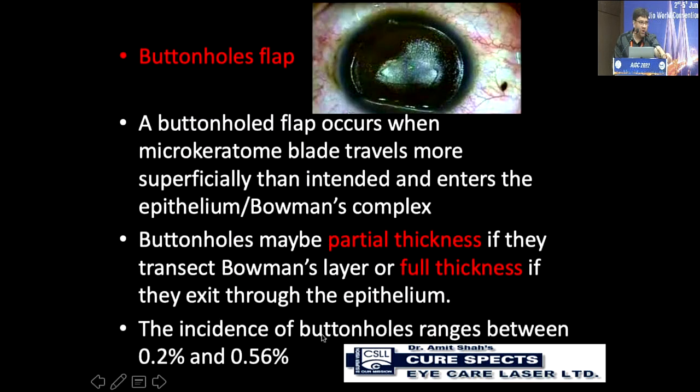The only dreaded complication I personally fear is the buttonhole. You know, it happens when the blade travels more superficially than intended and enters into the epithelial basement membrane complex. And it can be either a partial thickness or a full thickness. So what are the causes you need to understand for this buttonhole? Because prevention is the best cure for this type of complication.